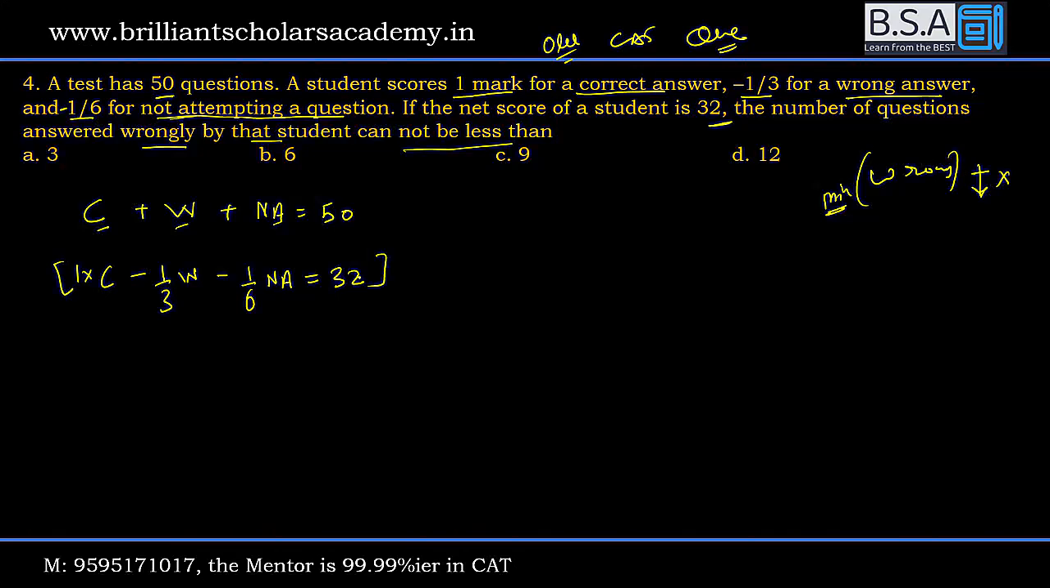I am multiplying 6 here. I get a new equation, 6c minus 2w minus na is equal to 192. Earlier equation was c plus w plus na is equal to 50. Question किसके बारे में है? Please learn this part. Question is about wrong answered wrongly. तो w का वैल्यू कुछ भी हो जाए कैंसिल नहीं होना चाहिए. Can I cancel c? Yes. Can I cancel na? Yes.